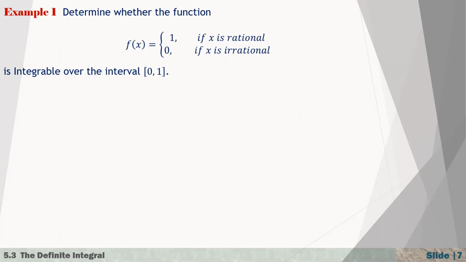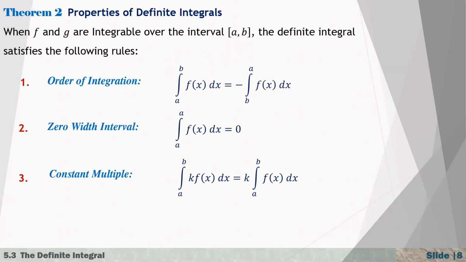Why? Because if you pick any two numbers here, between any two numbers we have both rational and irrational numbers. There are too many jumps between any two points. That's why it's not integrable. Anyway, here we have properties of definite integrals. These are just simple properties. Again, using the definition, we can obtain all of these properties. Maybe next time, if we have more time, we are going to prove them.